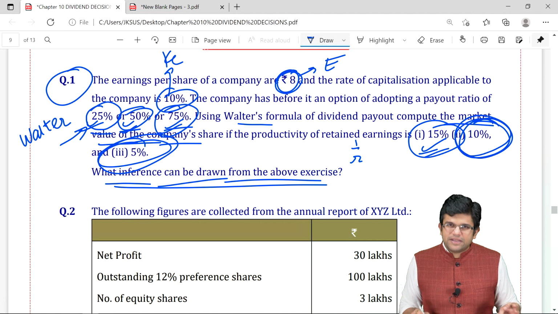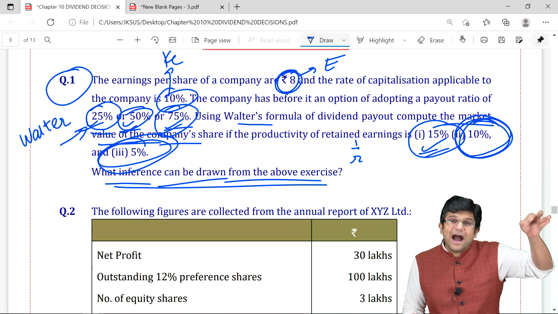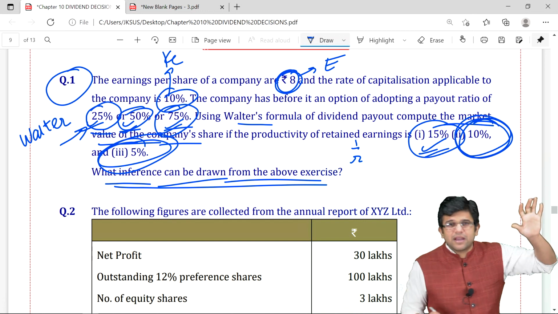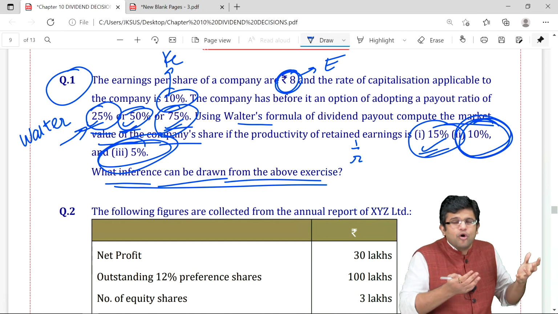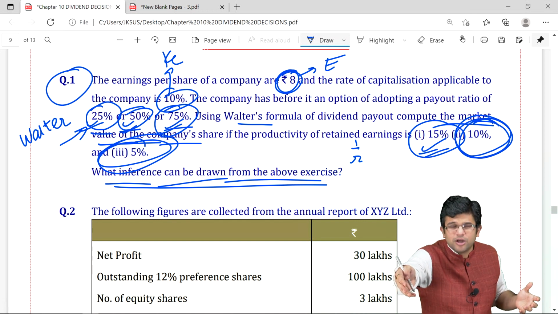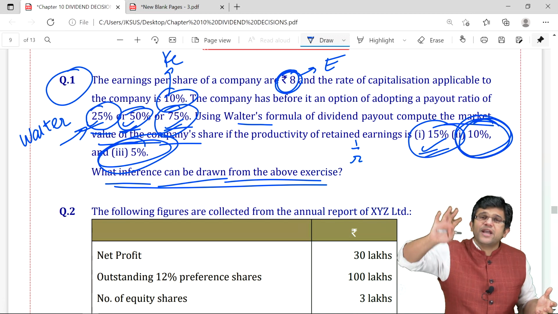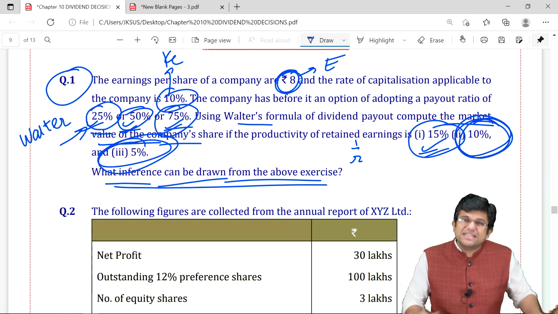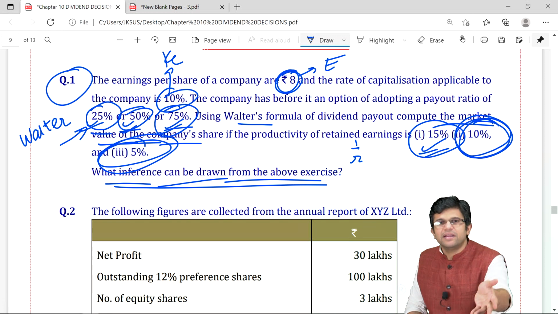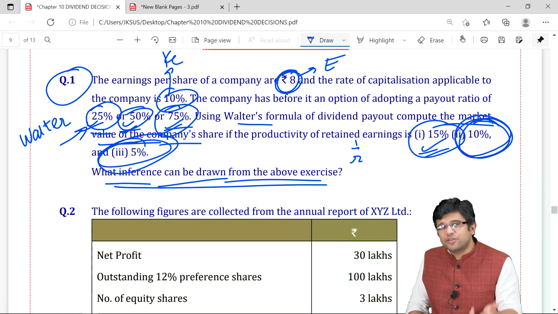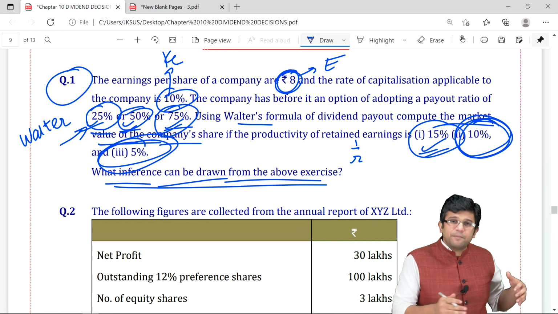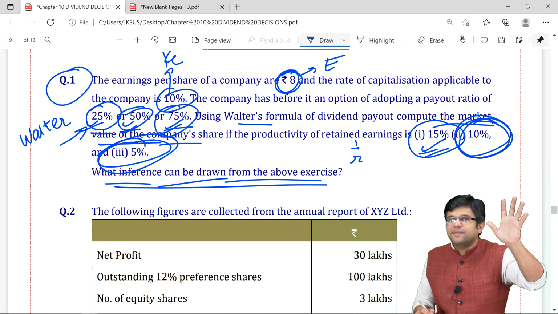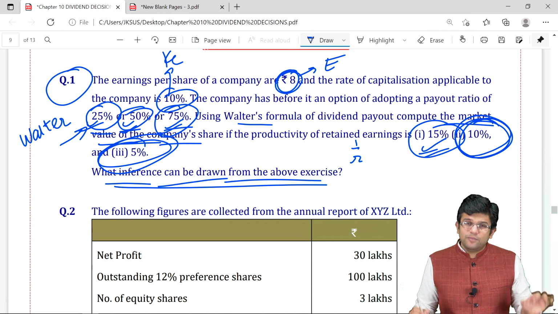Children, here the inference is something like this: if R is greater than K, which means the company can earn a return more than the shareholders' opportunity cost, then according to Walter, the share price will be maximum if the dividend payout ratio is 0%. Because there is no point in giving money to the shareholders. They can generate only K on that, but if the company keeps that money, it can generate R, which is greater than K, and therefore the ideal dividend payout ratio should be 0%.